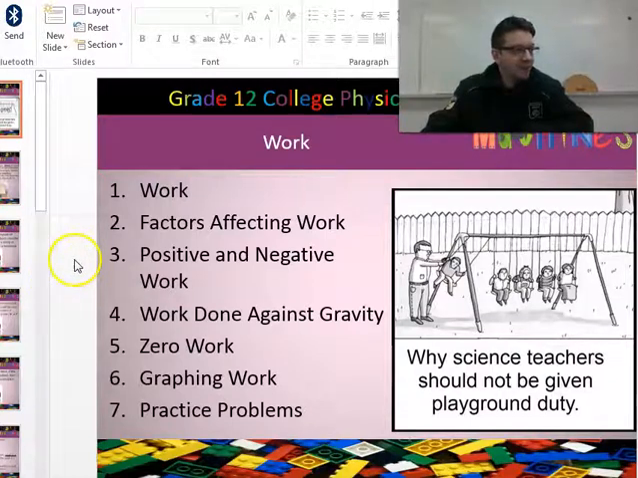So yesterday we had a brief introduction to energy and the different types of energy we have, like kinetic energy for motion, gravitational potential energy, and so forth. Today I'm going to introduce you to the concept of work.